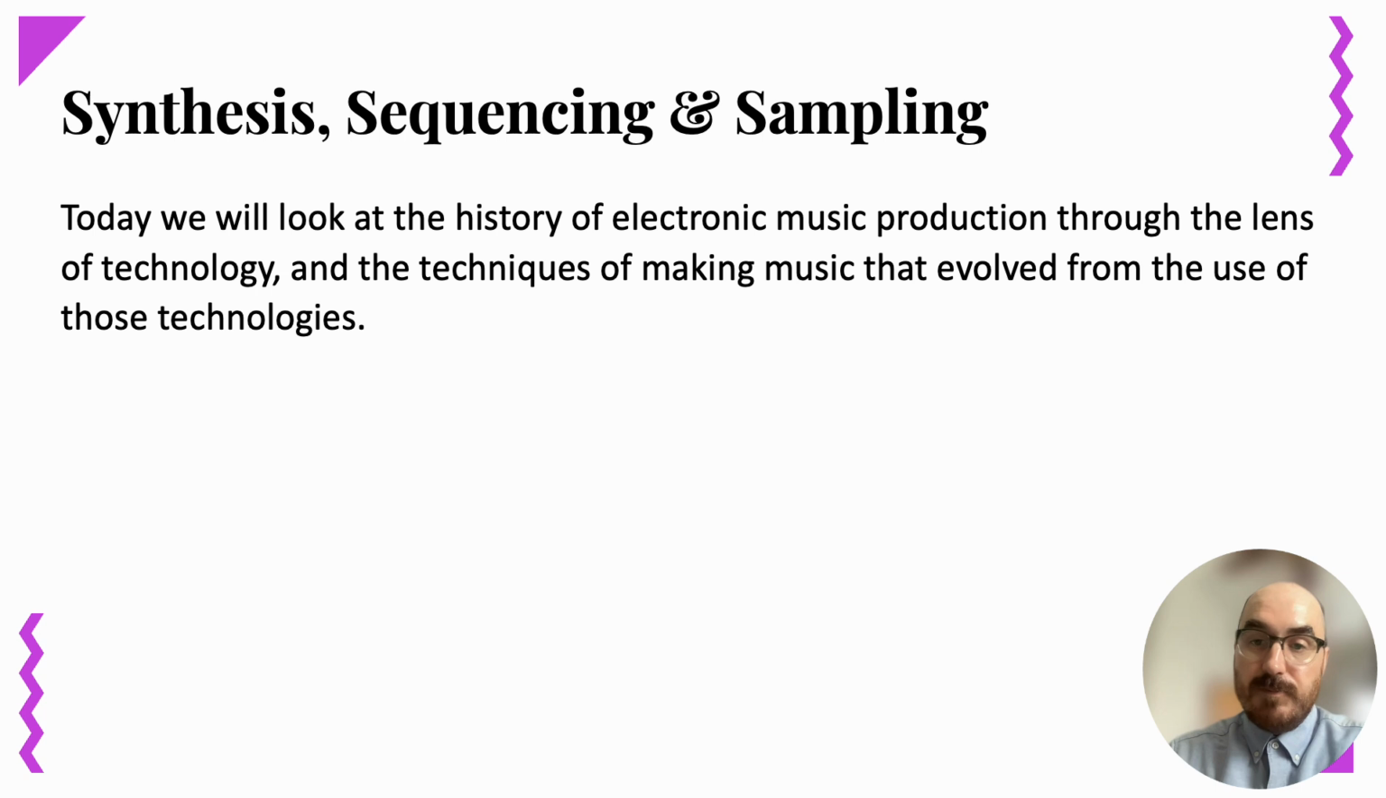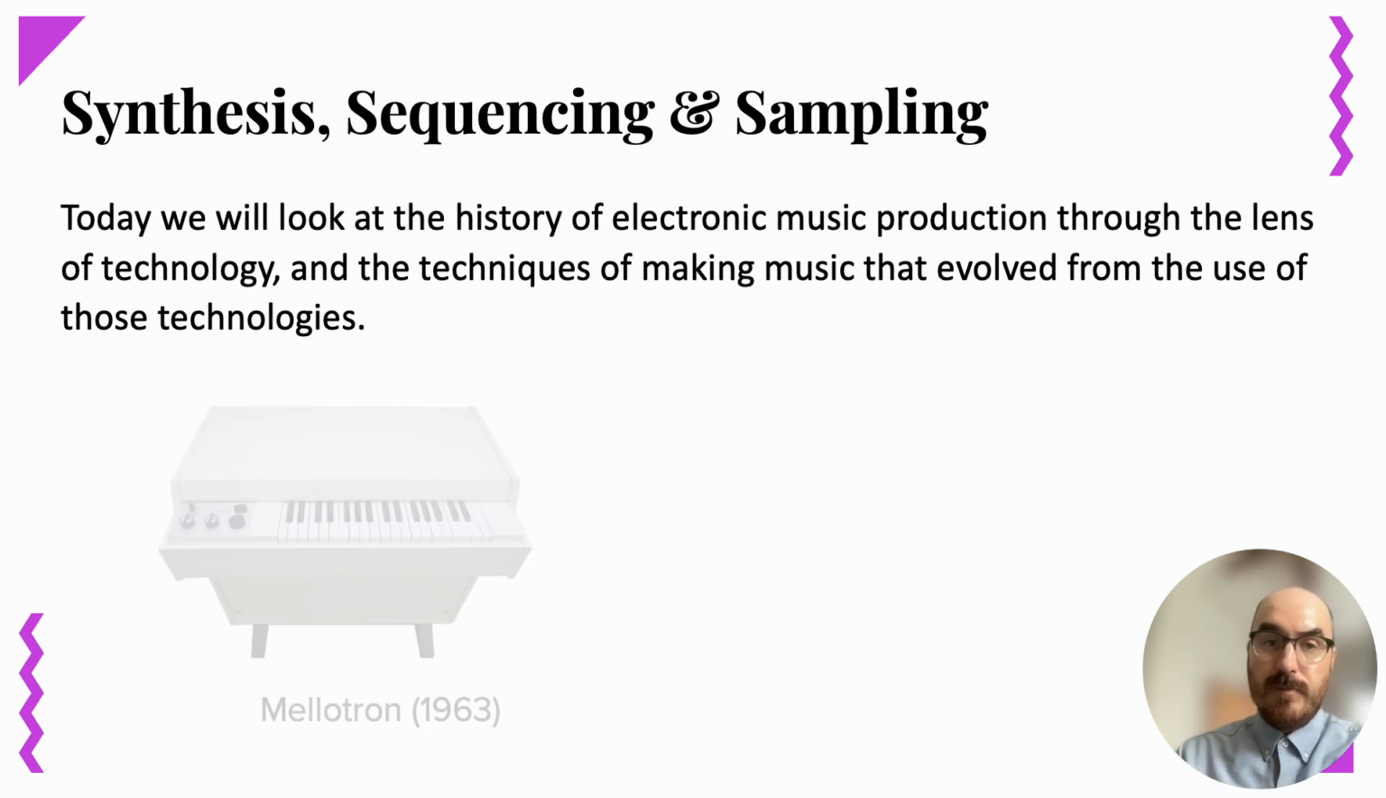So essentially, we'll look at the history of electronic music through the lens of technology, the techniques of making music that evolved from the use of those technologies, right? So as we've seen, technology is not just neutral, right? It doesn't just allow us to do the things that we already do. It also opens up new potentials for making music, and then those new potentials make new styles of music or new forms of music making. So that's our lens and our philosophy for the lesson today.